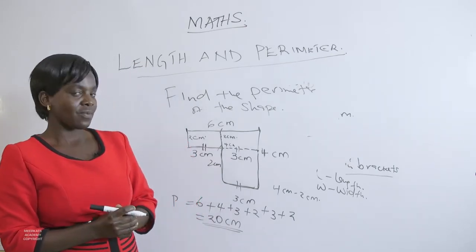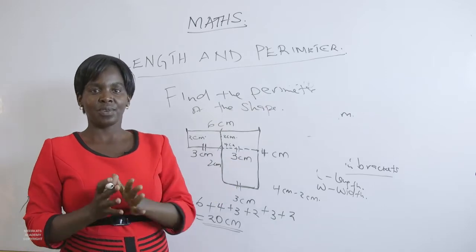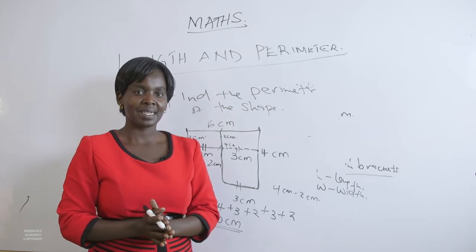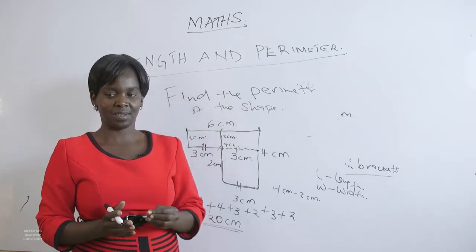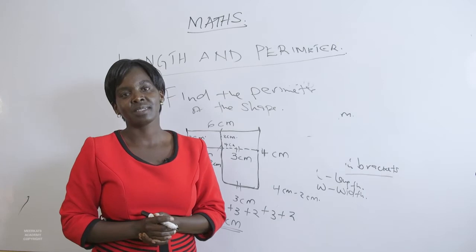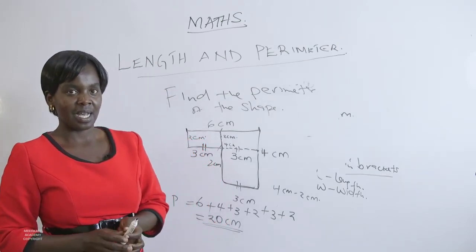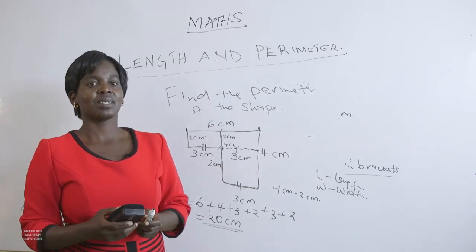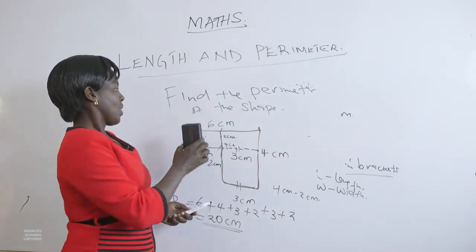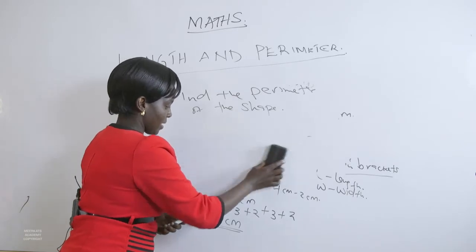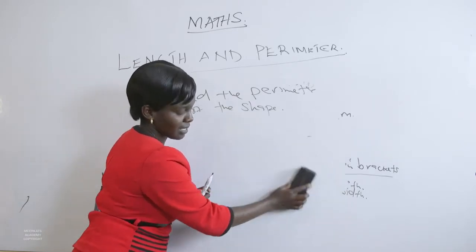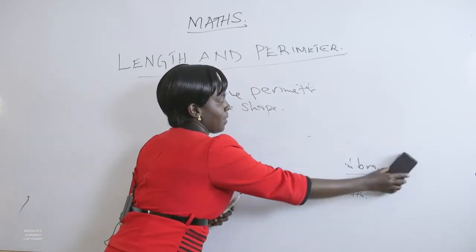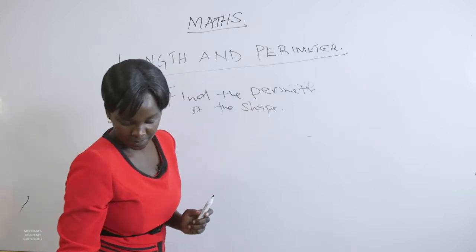So if you are given a figure like this and you are told to find the perimeter, the first thing that you are supposed to do is to find the length of the sides that you are not given. And we have said how to find the length of the sides that you are not given. You use the information that you have been given to get what is missing. Let's look at another example.